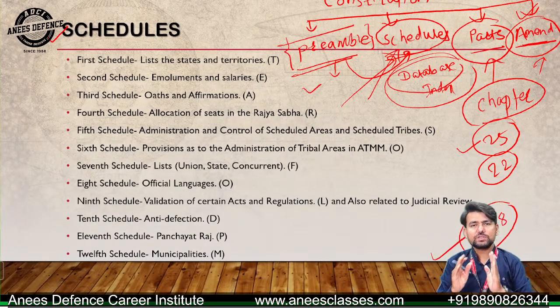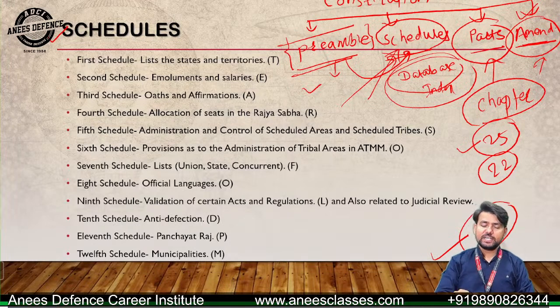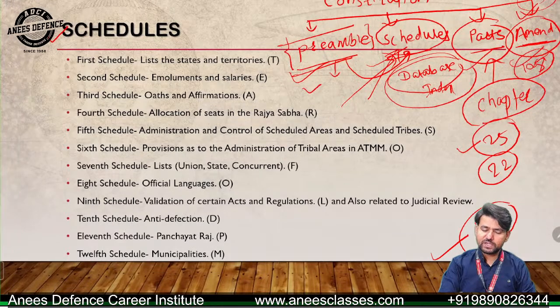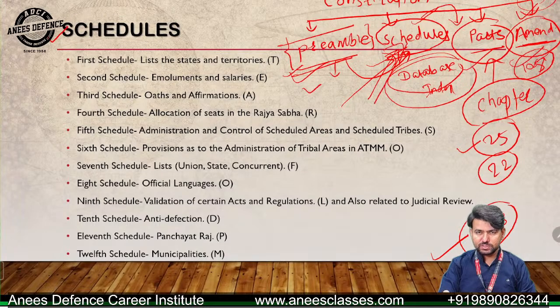So this is how the constitution can be classified. It has the preamble, schedules, parts, and the amendments. So far the constitution has been amended 105 times. Now, we have already dealt with the preamble, and today we will be dealing with the schedule part of the constitution. And once we are done with the schedule part, we will move to the actual parts of the constitution, that is, the actual chapters of the constitution.